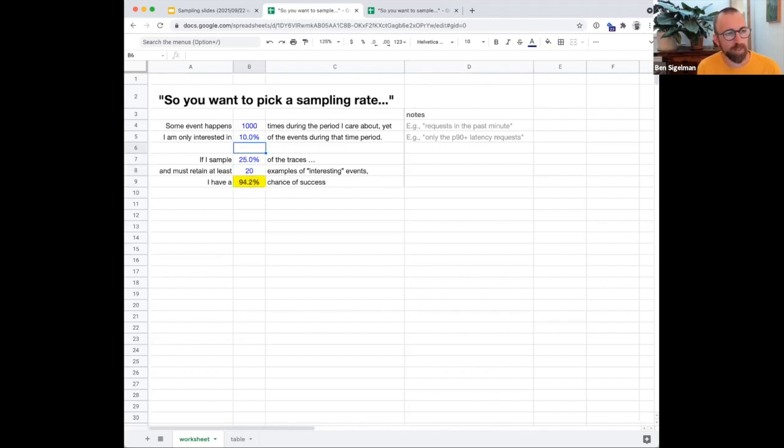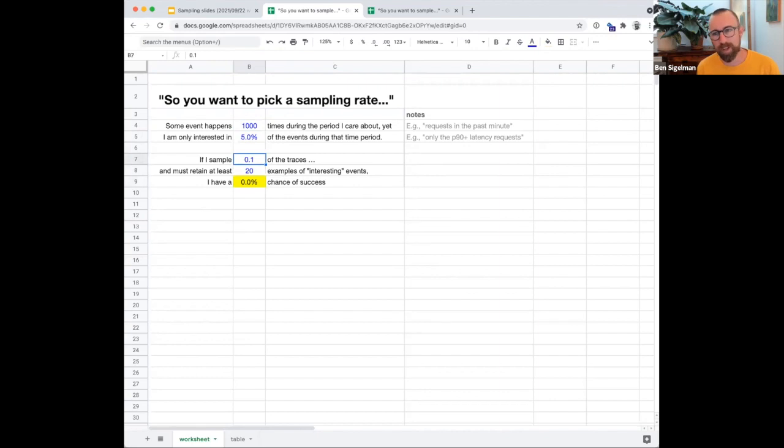And slow requests means the slowest 5% of them. And there were 1,000 requests during the period you cared about to begin with. So you start with 1,000, 5% of them are actually slow, and you want to have 20 examples when you're done. You can basically use this to say, well, if you did what Dapper did and said, we're going to sample 0.1% of the traces, you have a 0% chance of having 20 of them, right?